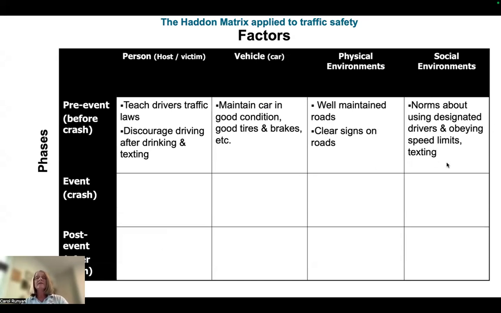And then elements of the social environment might be the norms around using designated drivers when someone's been drinking, obeying speed limits, not texting while driving, and the policies as well as the norms that go with those. And you'll see there's some overlap between the host here and the social environment.